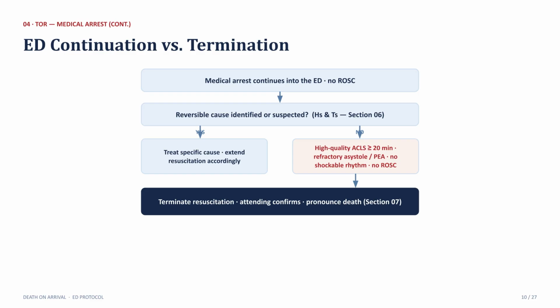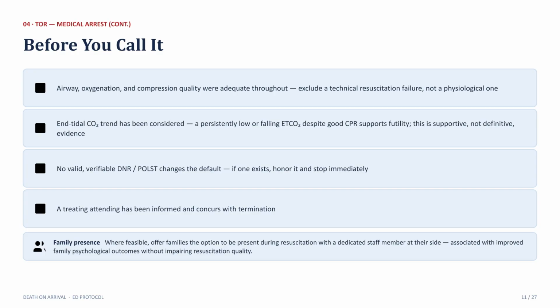This flowchart outlines the decision process in the ED. If a reversible cause is suspected, treat and extend. If not, consider termination after meeting the standard criteria. Before finalizing a termination decision, confirm that the resuscitation effort was adequate. Consider the ETCO2 trend, verify DNR/pulse documents, and consult the attending.